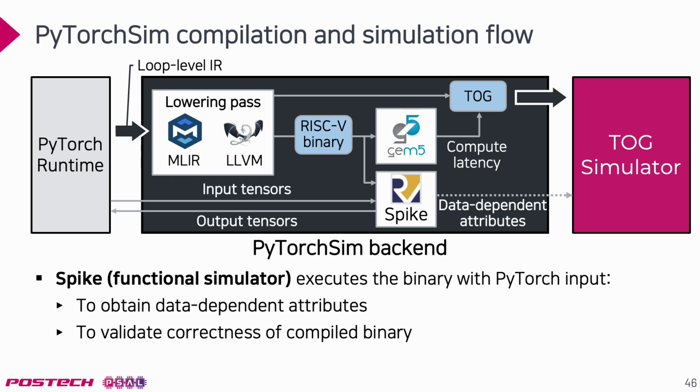So in our simulation framework, we use the Spike functional RISC-V simulator to take the RISC-V binary and the input tensors from the PyTorch runtime to compute the data-dependent attributes. And it can be used along with the TOG to model the timing behavior of the AI model. So after obtaining the TOG and the data-dependent attributes offline, you can reuse this over and over again across multiple simulations to amortize the cost of obtaining the information and achieve fast simulation speed.